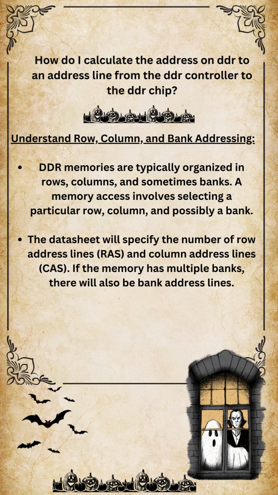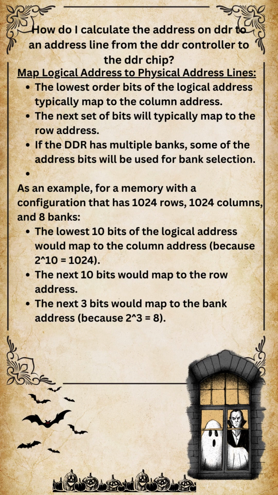Map logical address to physical address lines. The lowest order bits of the logical address typically map to the column address. The next set of bits will typically map to the row address. If the DDR has multiple banks, some of the address bits will be used for bank selection.